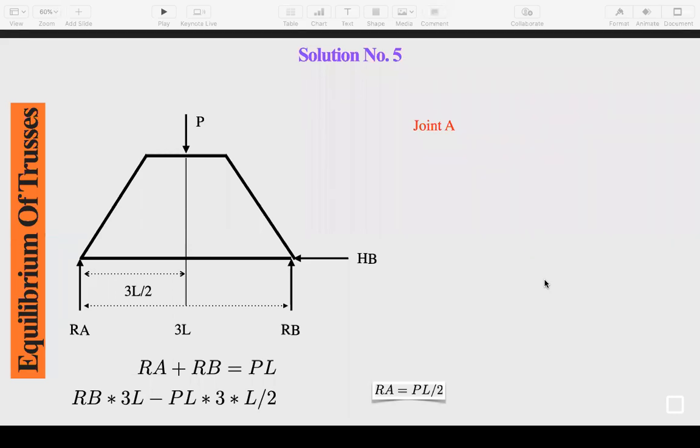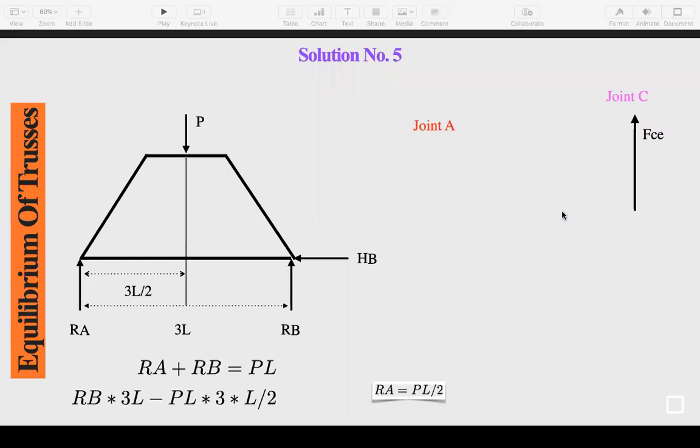Force on CD, okay. Abhinav has written that the force on CD is PL by 2. So we will check it. Exactly, I also don't know. I have solved this problem, but I don't remember this answer. So we'll solve this. We will draw the FBD of joint A. Then we will draw the FBD of joint C.